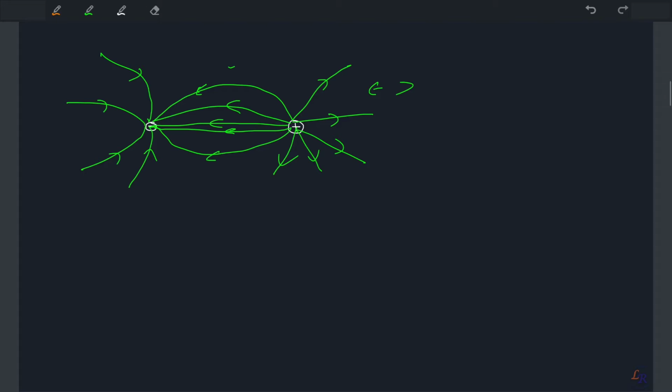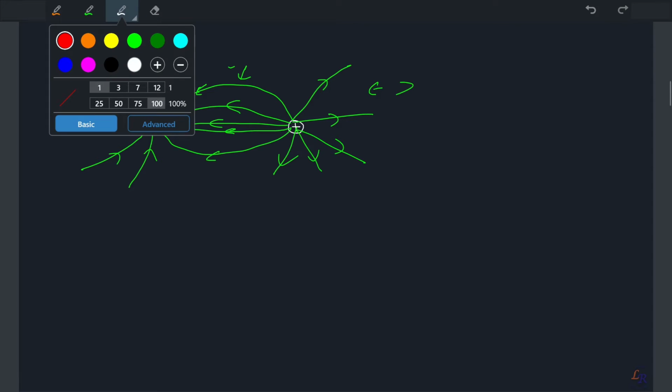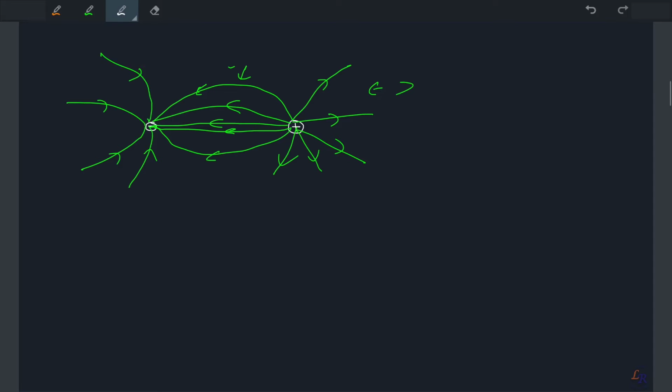So it means that if you bring any charge from a point to this point, you have to do more work if you bring it here compared to this point, right? So it would mean that the potential would be higher and denser in this case, where you have to do less work to bring it, right? So if I have to draw the equipotential surface, let's try it.